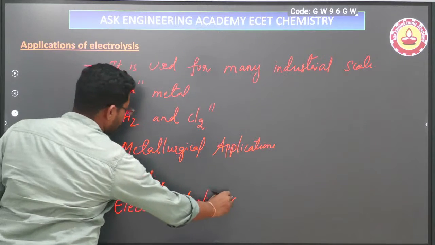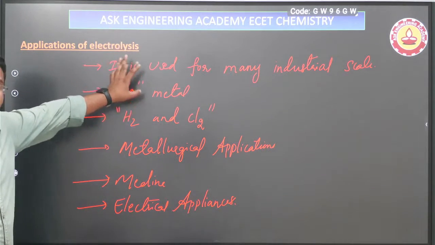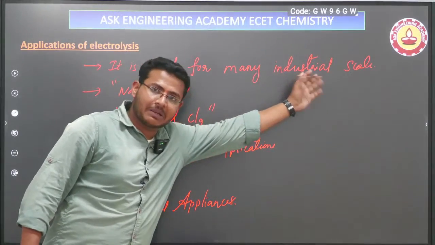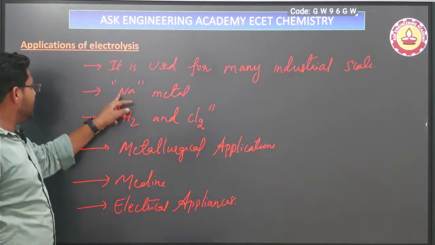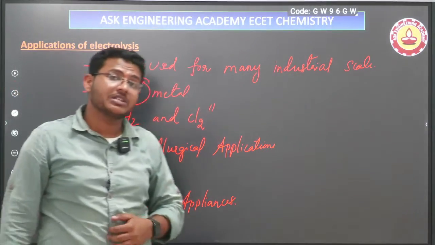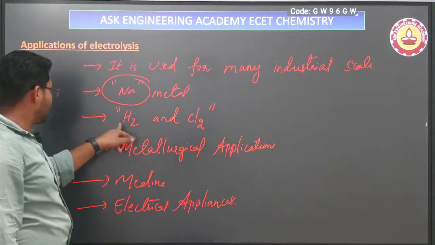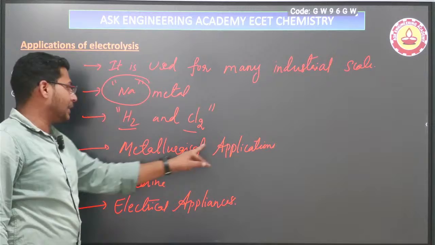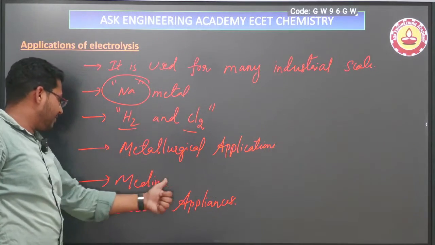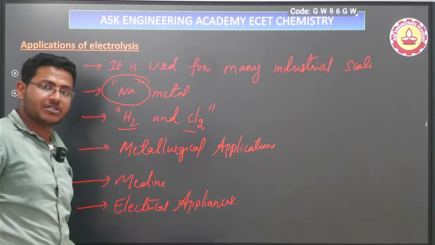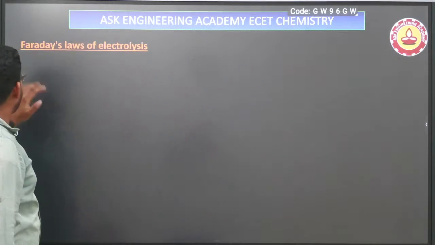See. So coming to the applications of electrolysis, electrolysis is mainly used for industrial purposes, and it is mainly used to synthesize Na metal by electrolysis of fused NaCl. It is also used for the generation of H2 and Cl2. It is also used for metallurgical applications, in the medicine field and for electrical applications. These are the various applications of electrolysis.